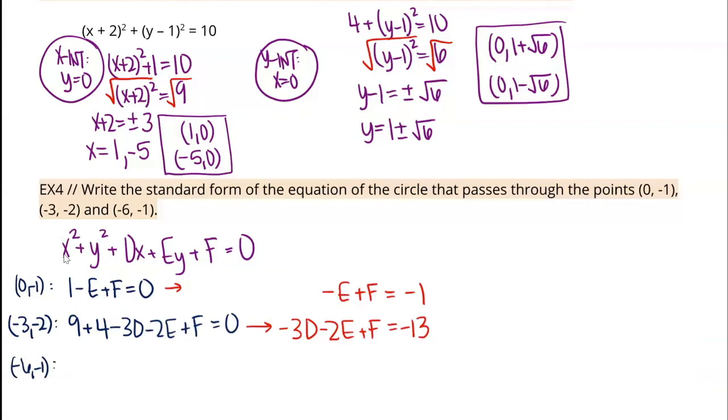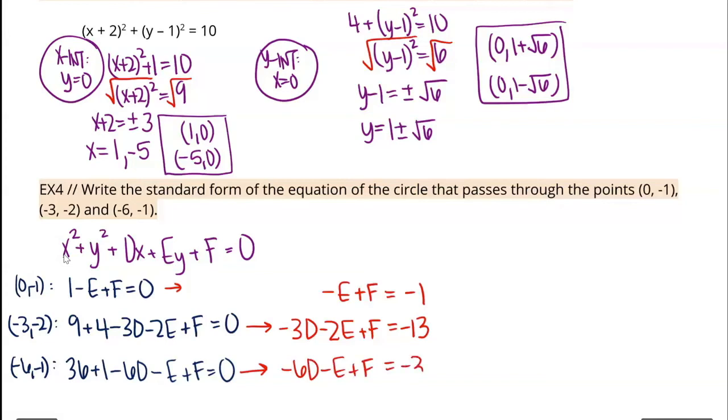Okay, initially when you plug it in, you should get 36 plus 1 minus 6d minus 1e plus f is equal to 0. So then when I get the constants on the other side, that's going to be negative 6d minus e plus f. 36 plus 1 is 37, so I'm going to make that a negative 37 on the right hand side.